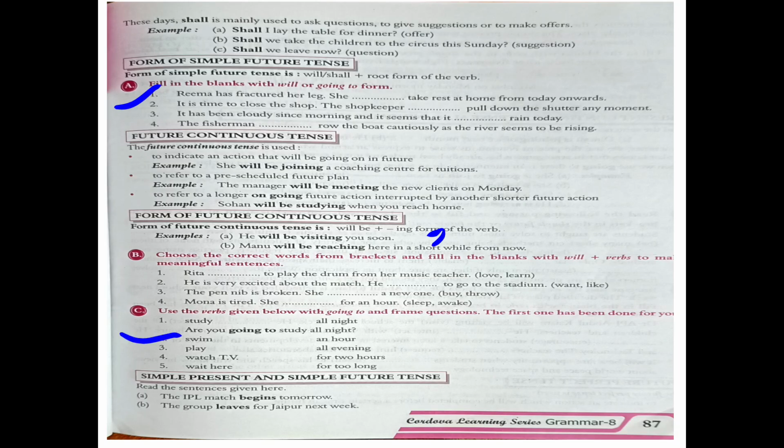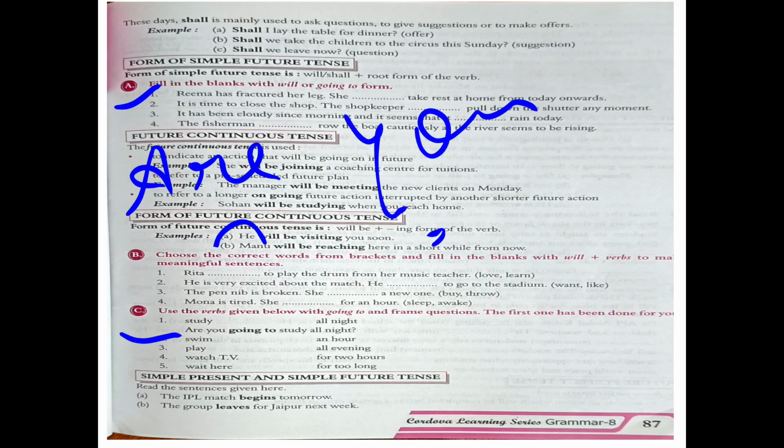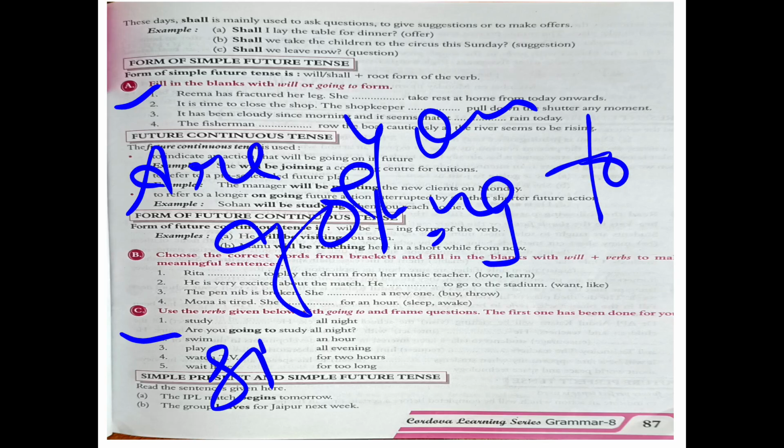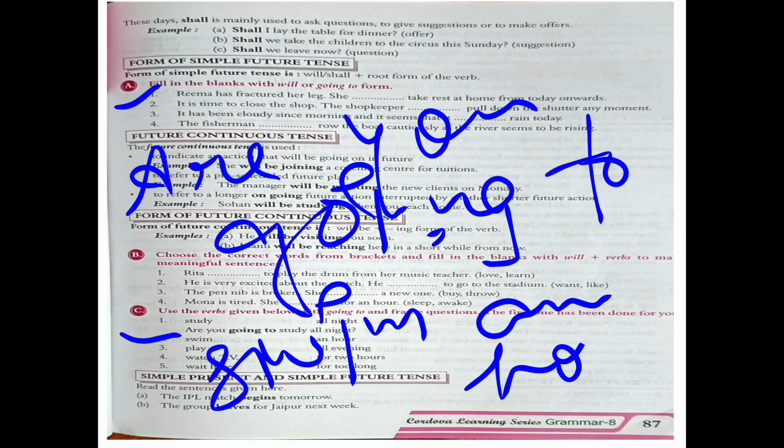So the same you can make here, swim an hour. So are you going to swim for an hour? You can make sentences like this. Are you going to swim an hour? Then question mark.